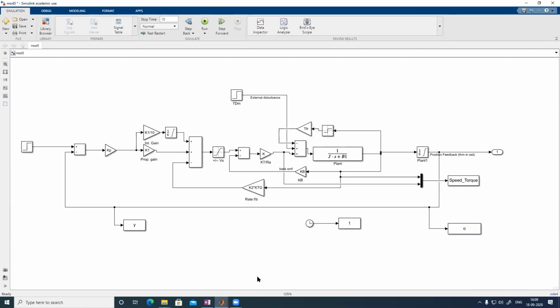Sir, what is this right angle circular block before time? This is clock only. Yeah, what is its meaning, sir? It is giving the clock signal. What is clock? Time. You are using Simulink and you are asking what is clock.